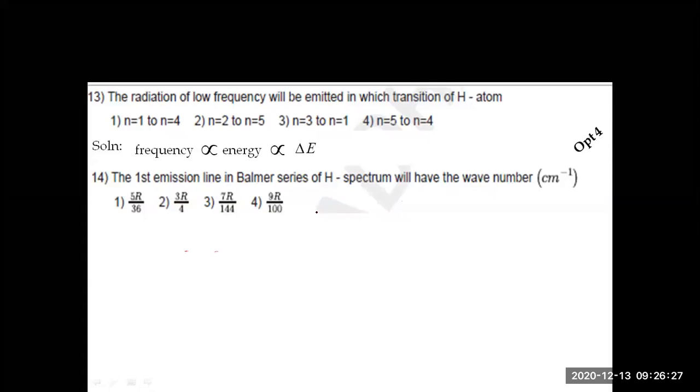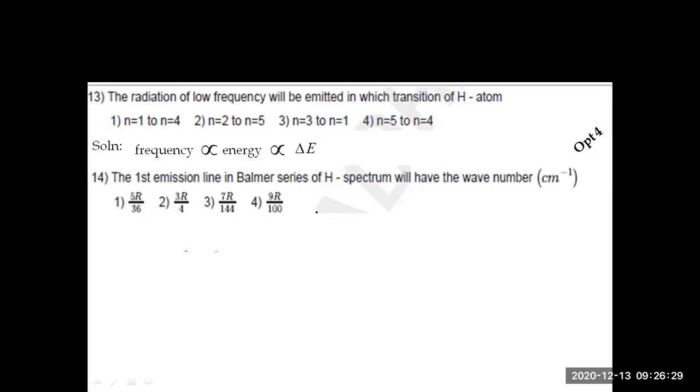The first emission line in the Balmer series of the hydrogen spectrum will have the wave number. So it is in per centimeter they're asking. Wave number is per centimeter. Okay. Sir, first option, emission line. Tell me. Option 1. What is N1 and N2? Sir, N1 is 2 and N2 is 3.